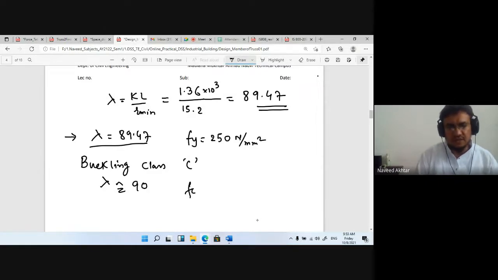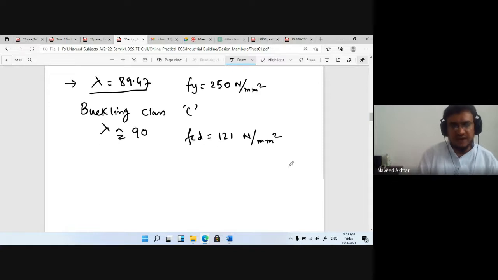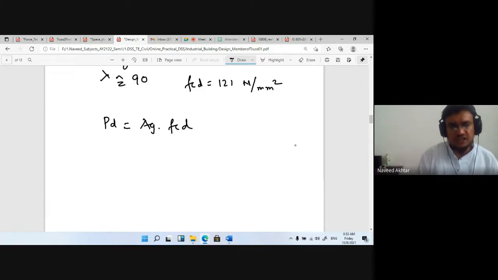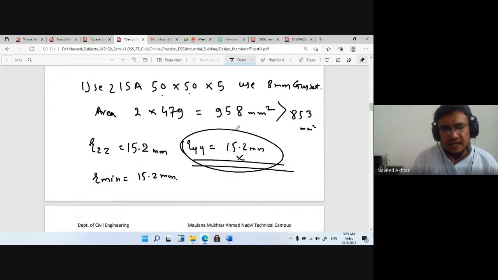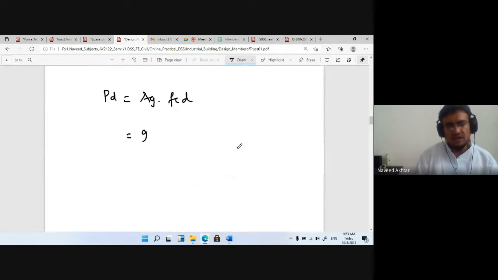So I will write here, FCD from this table, line C, is equal to 121 Newton per mm square. Now you can find the PD. PD is equal to AG into FCD. AG is what we have provided, 958 mm square, into FCD, 121 Newton per mm square. PD will come in Newton.